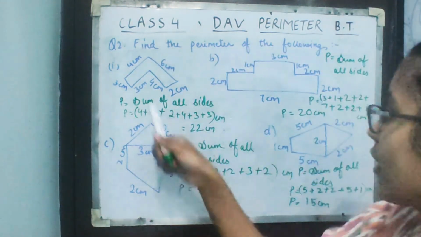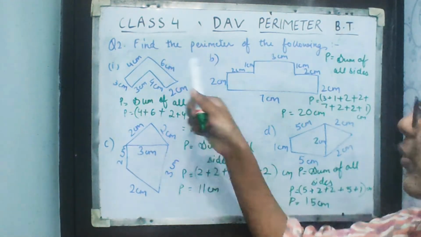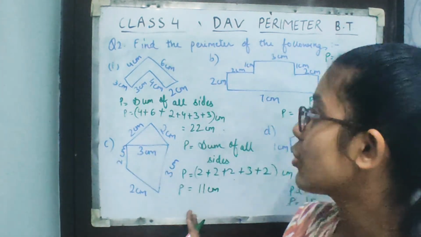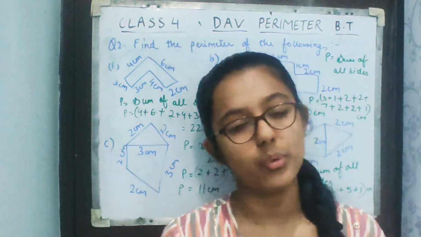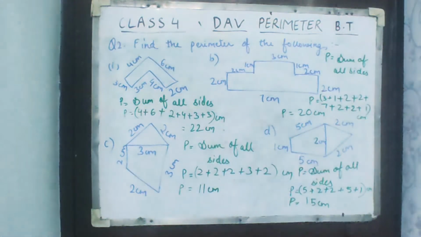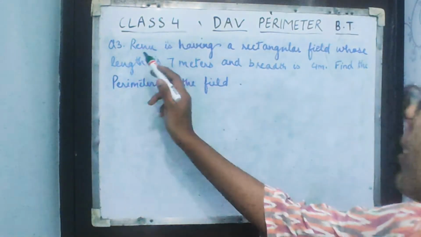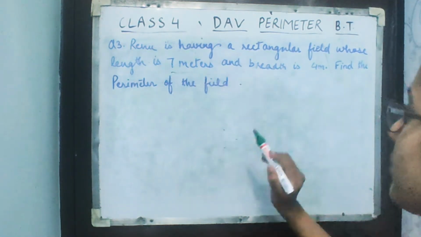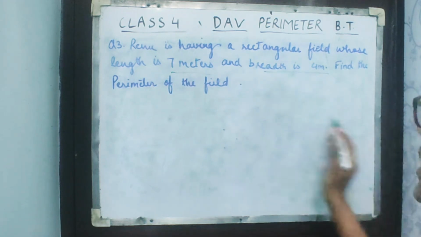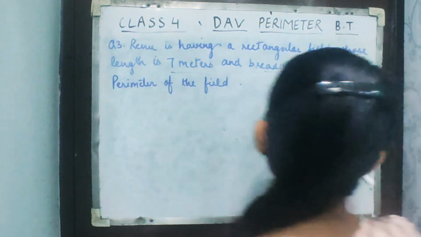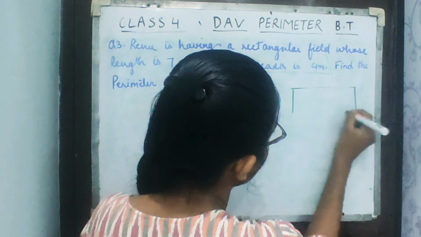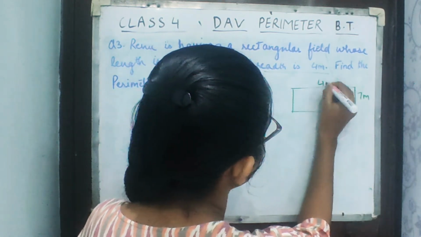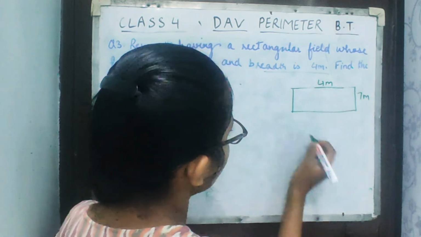Okay, so we have done all the 4 figures of our question number 2. I hope you have understood question number 2 and we have completed it. Now coming to question number 3: Renu has a rectangular field whose length is 7 meters and breadth is 4 meters. Find the perimeter.